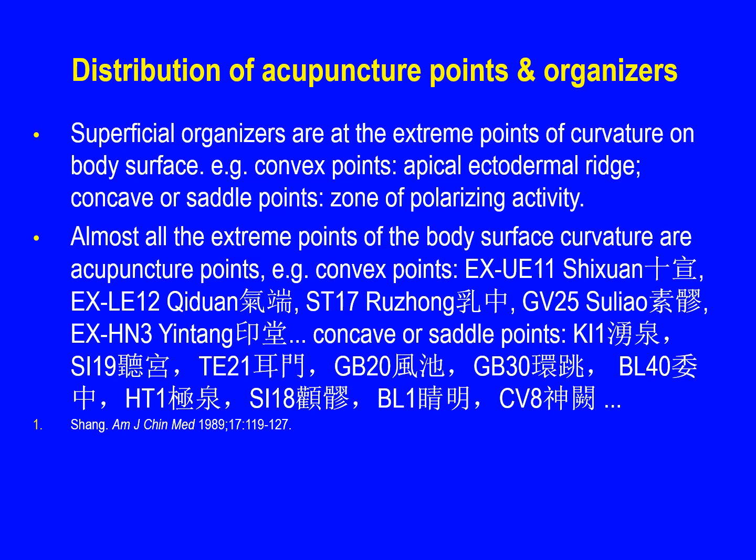Examples of concave or saddle points are kidney 1, small intestine 19, triple energizer 21, gallbladder 20, gallbladder 30, bladder 40, heart 1, small intestine 18, bladder 1, conception vessel 8, that is the navel.